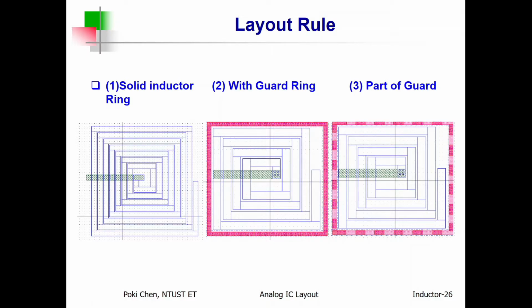Then let's go back to the layout for inductors, because this class is for IC layout. All right, so how do we do a good enough layout for an inductor? Allow me to show you three major kinds. This is some kind of solid inductor ring. It doesn't make any sense. Why? Because you don't have any kind of opening in the middle. Then the induced flux cannot go through the middle of the inductor.